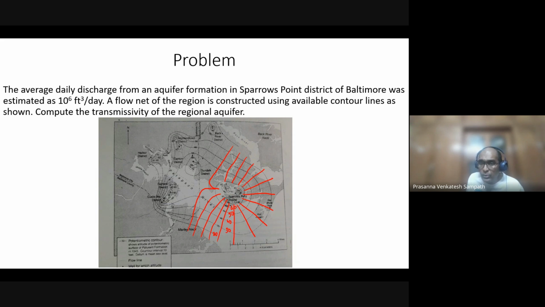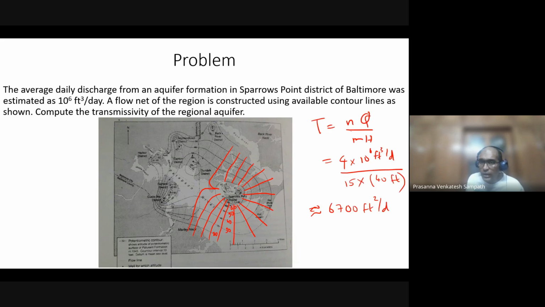Okay. So from the formula that we had in the previous slide, it's N times Q divided by M times h. Okay. So N is 4. I have 20, 30, 40, 50, 60. So that's 4 jumps, right? 20 to 30 is 1 jump. 30 to 40, 40 to 50, 50 to 60. So that's 4 jumps. And the pumping rate is 10 to the power 6 feet cube per day. M, the total number that we counted, was 15, right? Multiplied by the head difference between the last and the first, 20 and 60. Right? The difference is 40, so 40 feet.